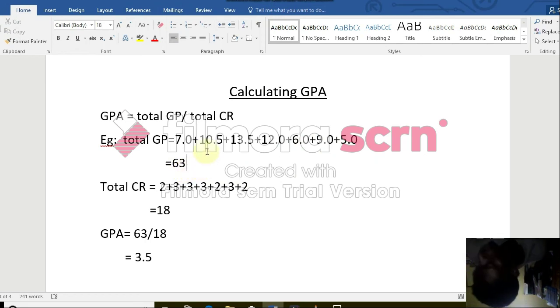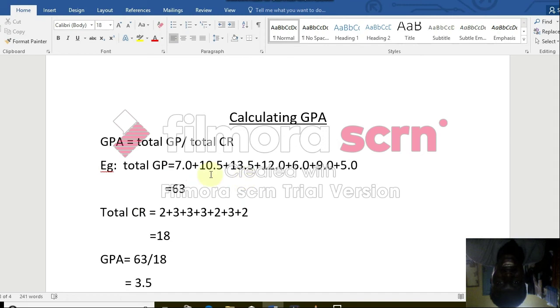One thing you need to note is that the GPA deals with only one semester. Please note that. The CGPA deals with all the semesters combined, but the GPA deals with only one semester.